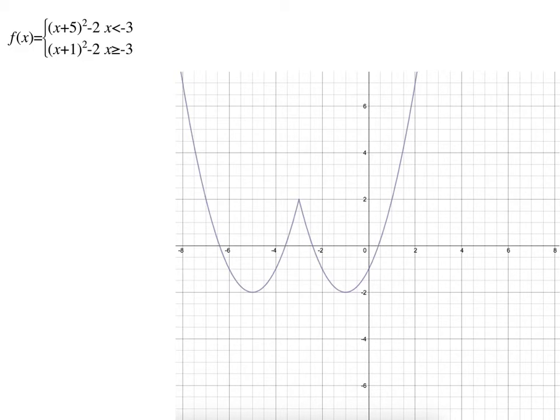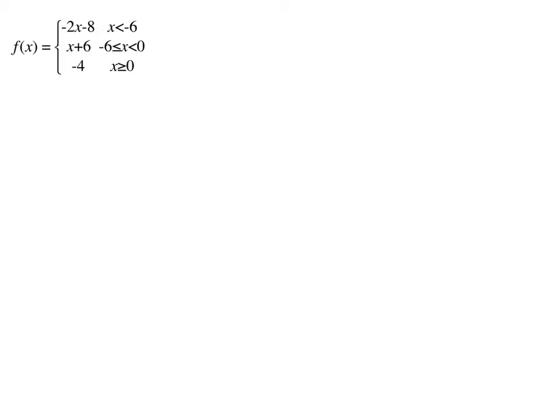Now, the next one is a little bit more complicated. We have 3 parts to it. We have negative 2x minus 8 when x is less than negative 6. F of x is x plus 6 when x is between negative 6 and 0. And then f of x is equal to negative 4 when x is greater than or equal to 0.